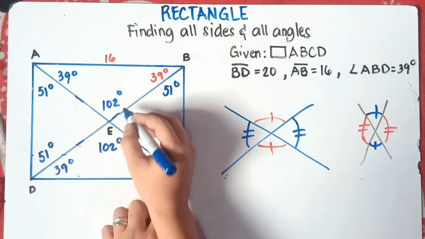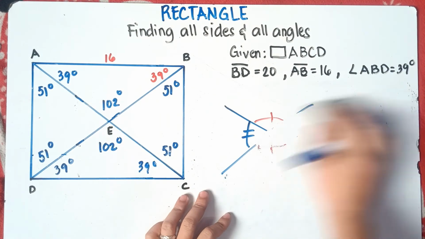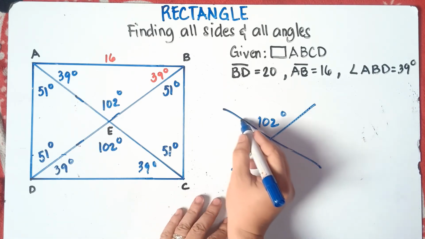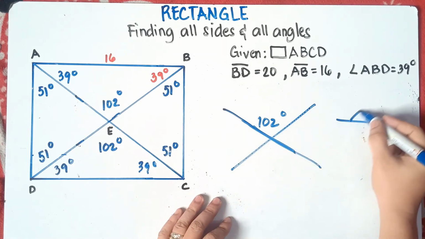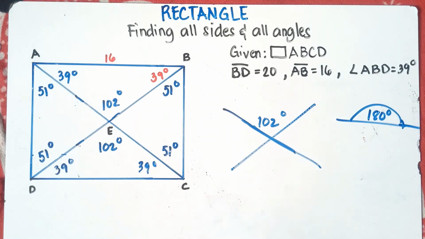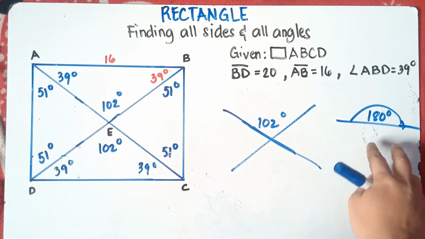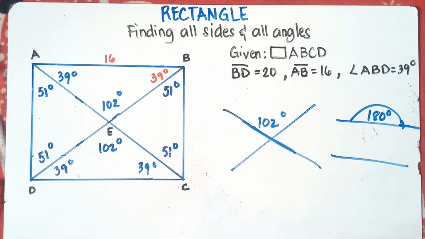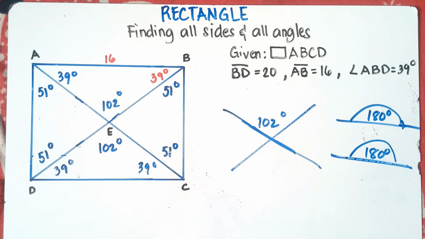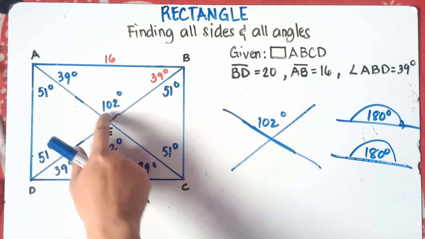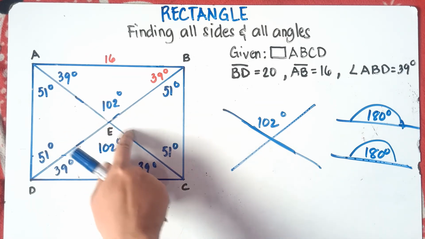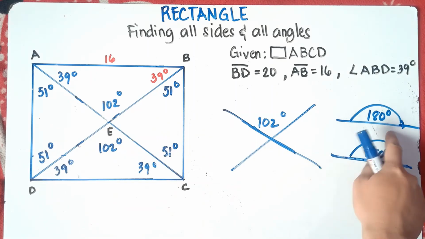Why is that, sir? You have a straight line, class. Okay, let me just explain this one, class. This is 102 degrees. Now, if you have a straight line, there is a straight angle. And a straight angle measures 180 degrees. Once again, class, a straight angle is 180 degrees. If you have a straight line, the measure for that is 180 degrees. If this is 102, the sum of these two angles should be 180. So I will subtract this 102 from 180 because this is a straight line. A straight angle is 180 degrees.